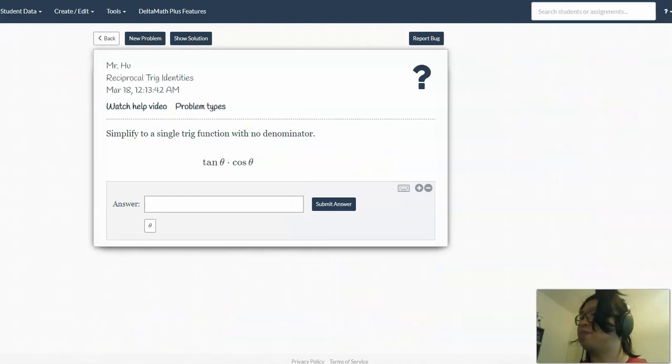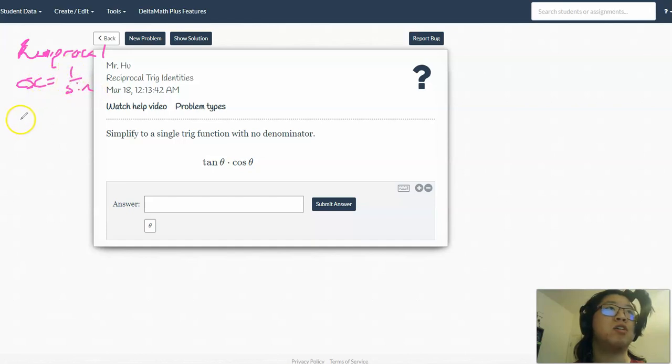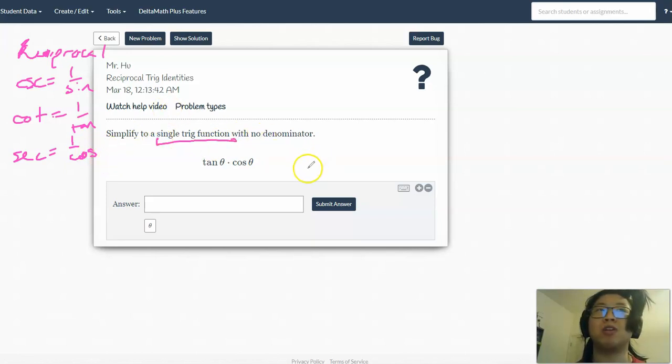All right, last little example here. This is in a second module called reciprocal trig identities. Very similar to our first module, except you're going to be using the reciprocal trigs, which is stuff like cosecant is 1 over sine, cotangent is 1 over tangent, and secant is 1 over cosine. So you're going to be using these to help solve these ones. Again, you're still trying to find a single trig function, no denominator.